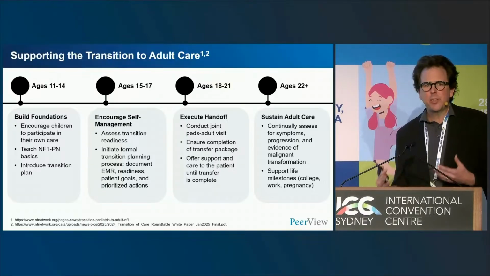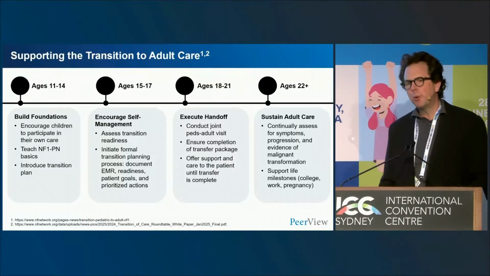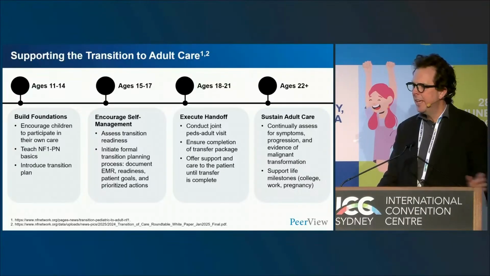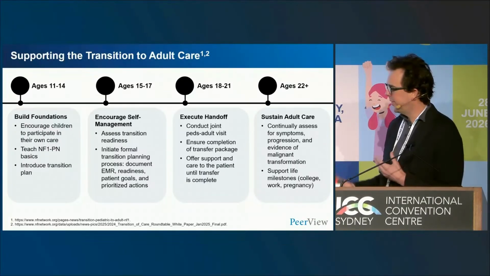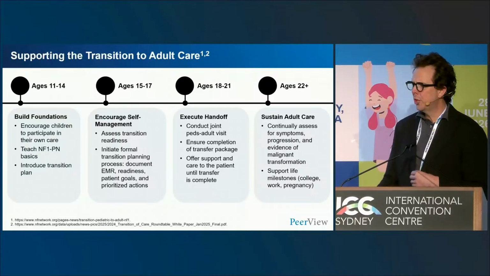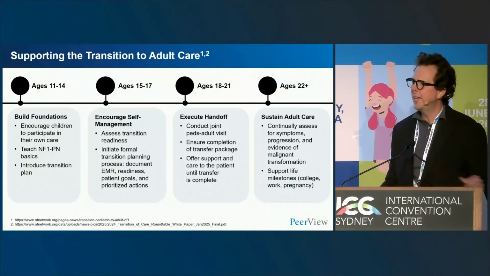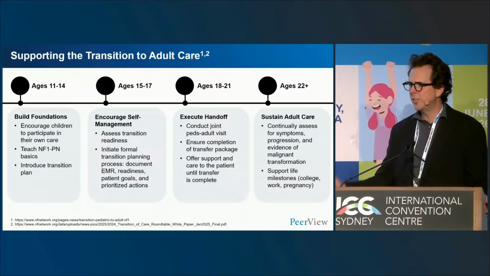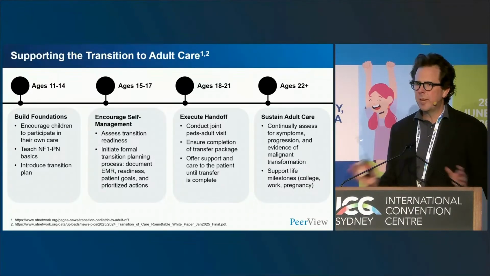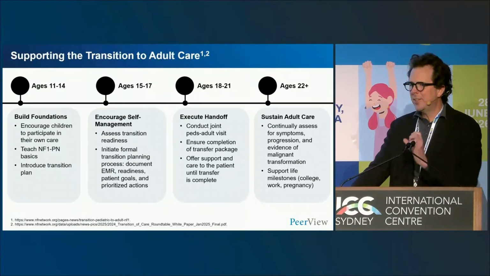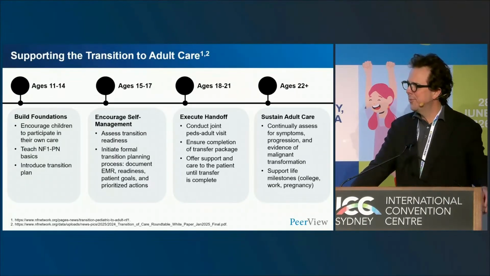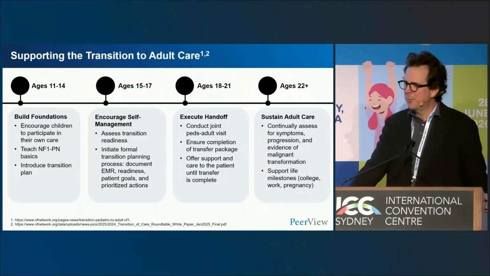And so these are some of the things that you might want to think about in how you might support that transition to adult care. And it starts early. How do we start to encourage young people to participate in their own care? How do we start to give them a little bit of autonomy and start to think about that future planning? And that can transition into self-management and readiness, which happens at different ages for different children. And so we can then have that formal handoff into the adult setting that then sustains into long-term care in the adult practice.